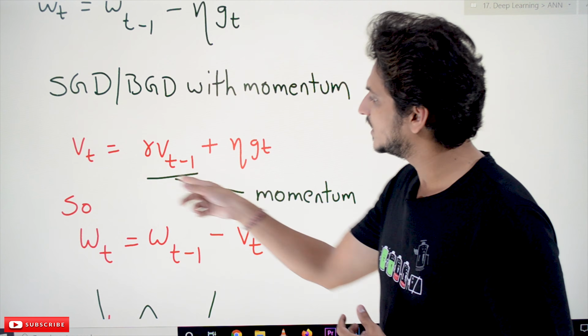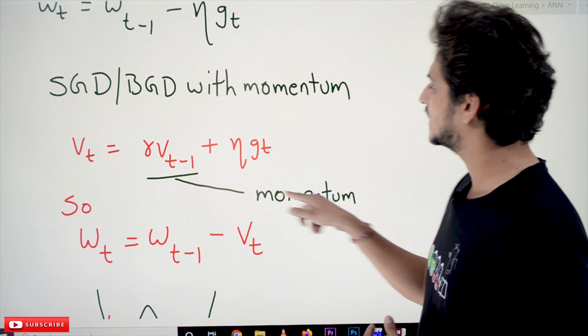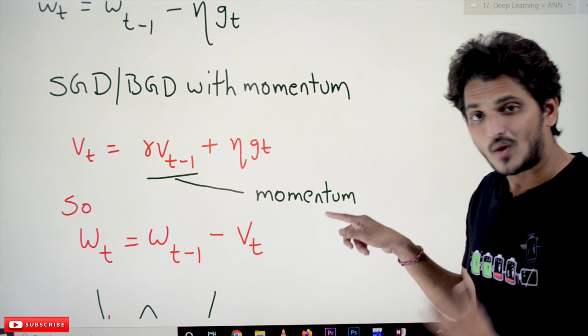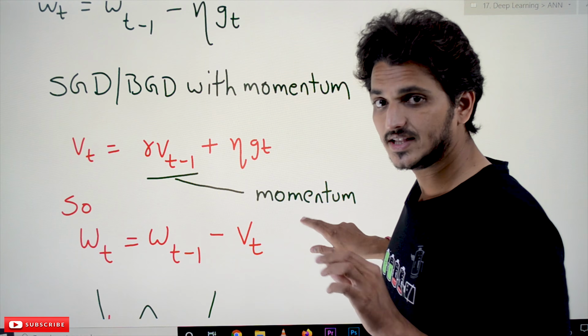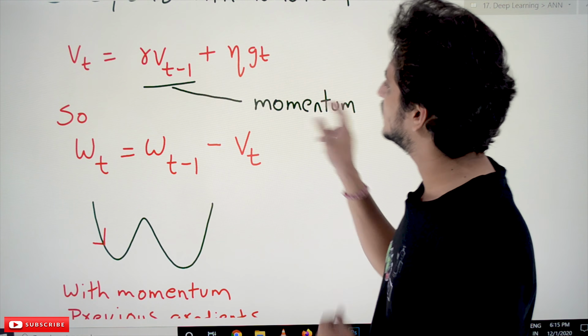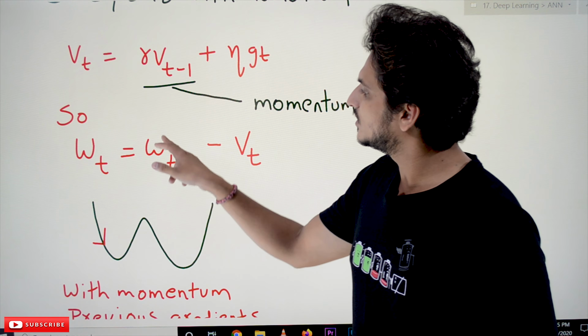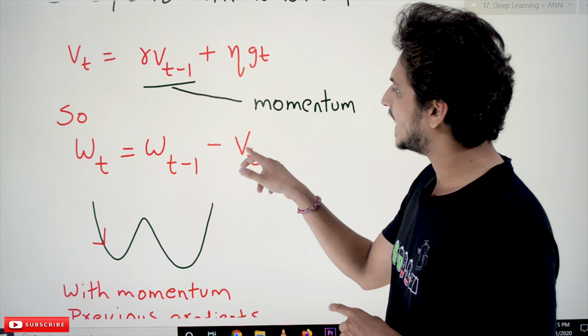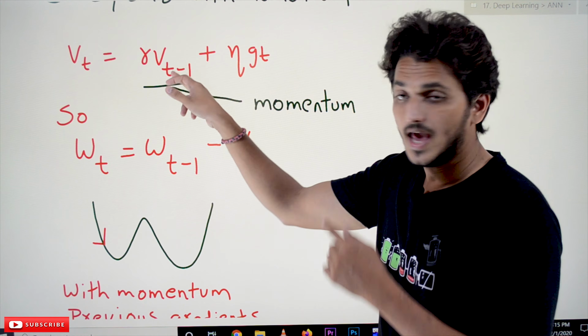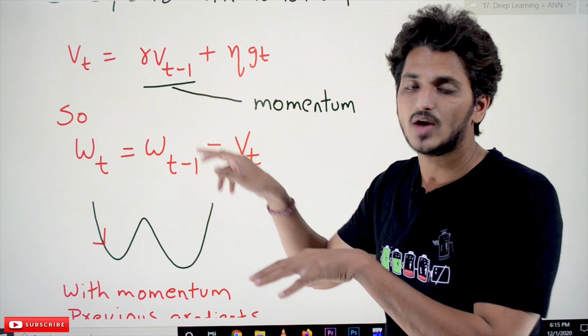This is also taken into consideration. This term we call it as momentum. So why do we call it momentum? Let's first understand the equation, then we understand why we call it momentum. Wt is equal to Wt minus 1 minus Vt. Instead of this we are adding Vt, meaning we are taking the exponential weighted average value.